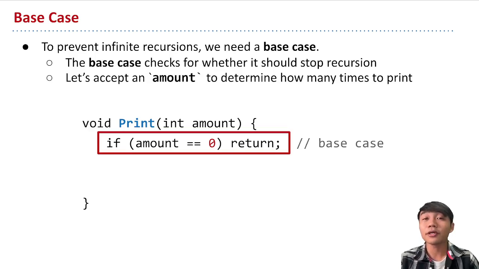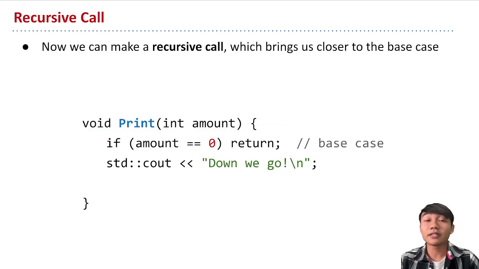If our larger goal here is to print out 10 times, then we need to think of a recursive case that simplifies our input 10 such that we can work our way closer and closer to the base case of 0. You can see here that we've printed out "down we go" once here in the body. So if our goal is to print out 10 times, now that we've printed out once, we need to print 9 more times. So we can write a recursive call to delegate that work of having to print out 9 more times.